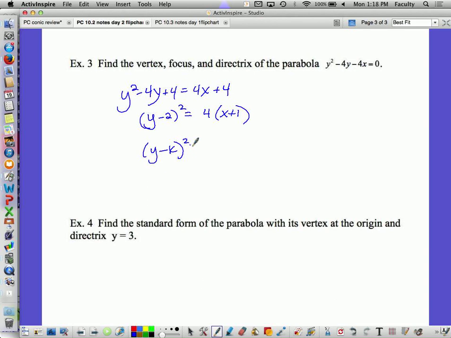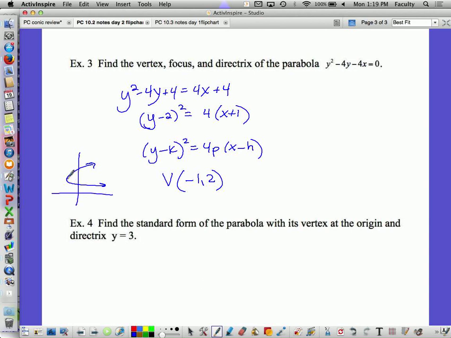So let's connect this to the general equation, which is (y - k)² = 4p(x - h). So now I can tell the vertex is (h, k). So what would be my vertex? (-1, 2). Which way does this parabola open? Up, down, left, or right? To the right. So this is going to open to the right, and I'm at (-1, 2).